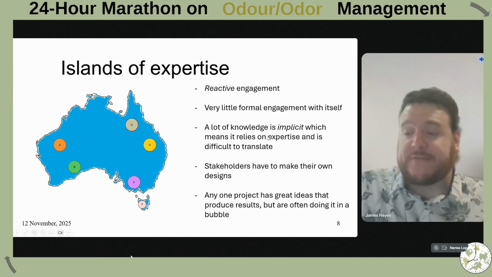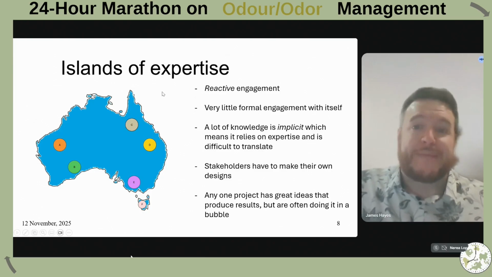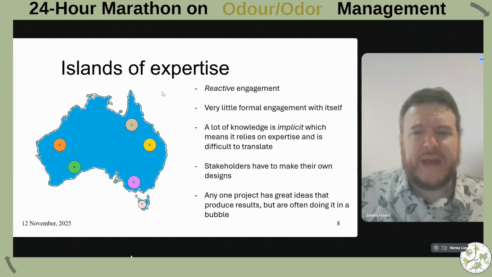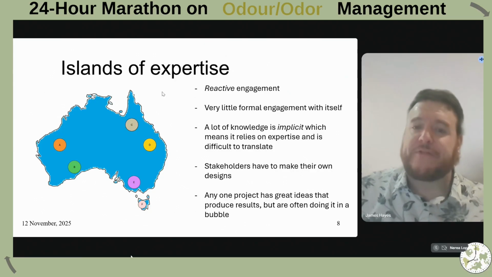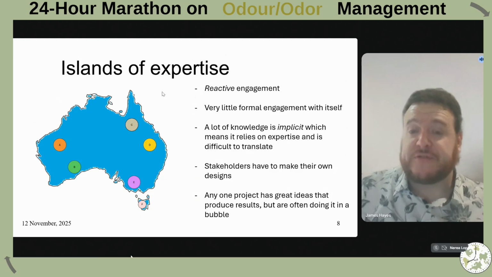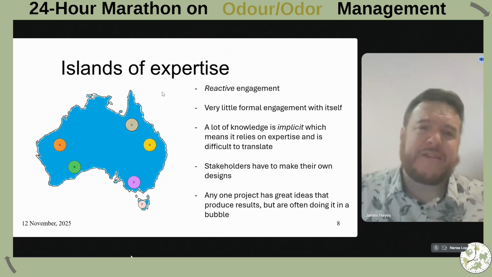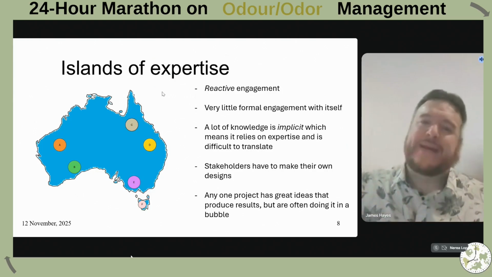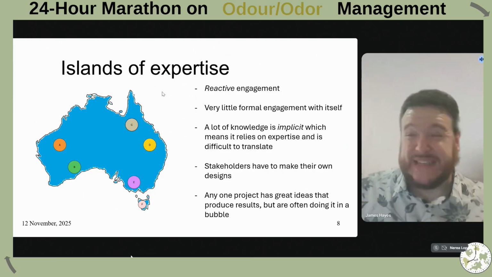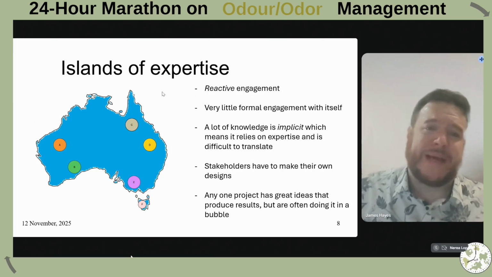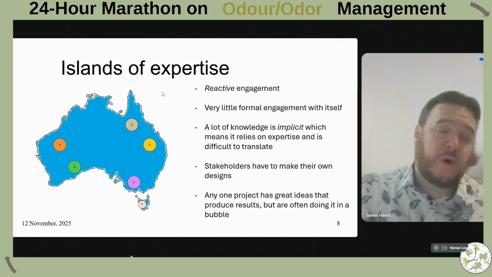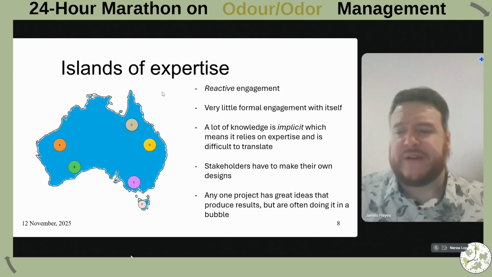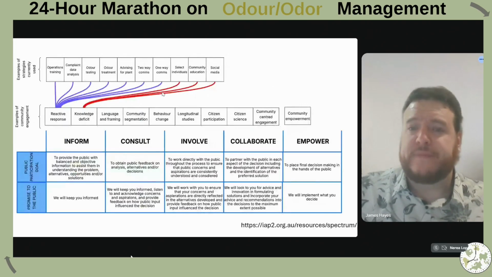It's very valuable, it's very useful, but everyone's kind of doing it by themselves. And stakeholders have to rely on that. And it means that any one project has great ideas that produce results, but they're doing it in a bubble. And the other issue, of course, is that if everyone's doing things independently, it means that the capacity to establish best practice, the capacity to go beyond what is currently being pursued isn't really there, isn't really capable of being addressed.